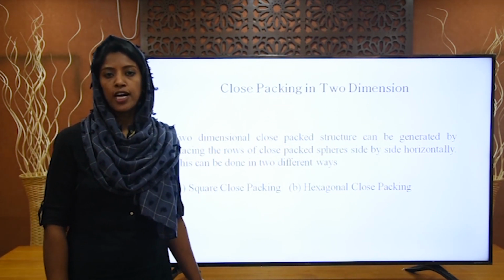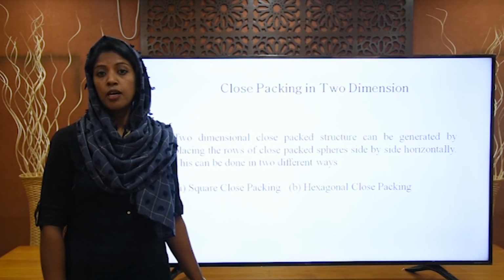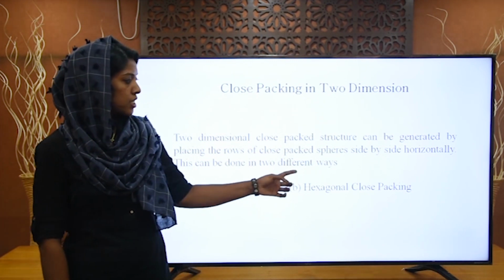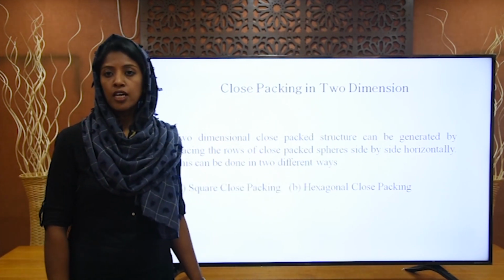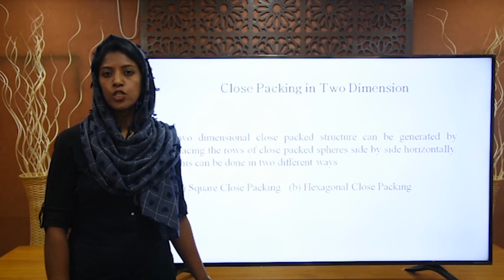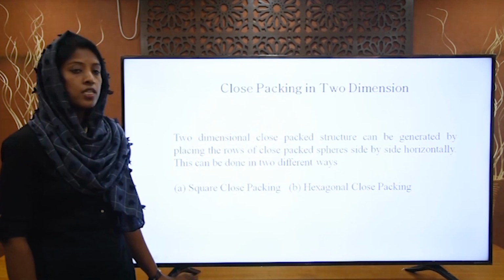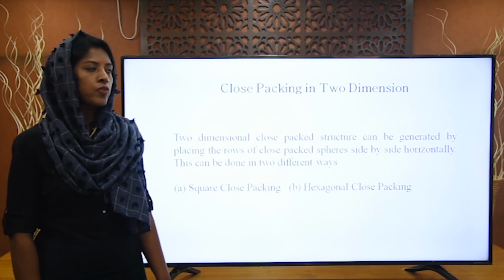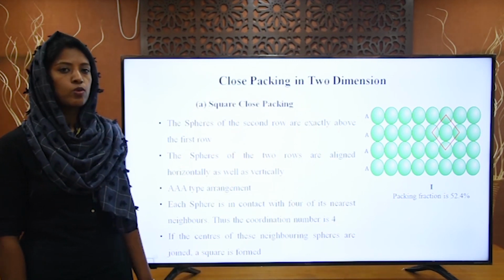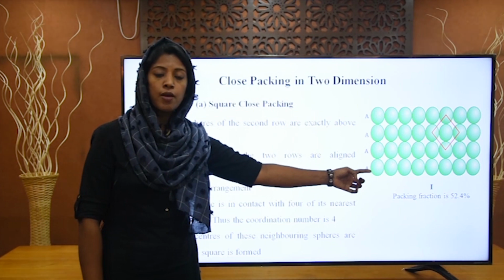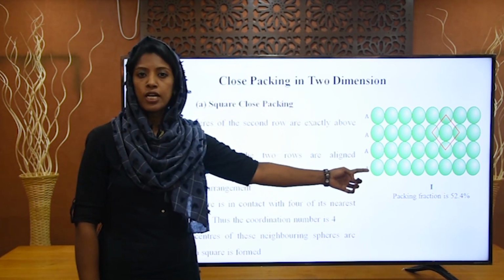Close packing in two dimensions can be generated by placing the close packed rows of spheres horizontally. Here we can arrange two different ways for the close packing in two dimensions. The first one is square close packing and the second one is hexagonal close packing. Now let us see what is square close packing. Here we can see the first layer, that is A, same as close packing in one dimension.